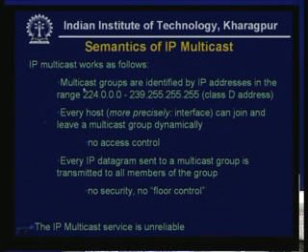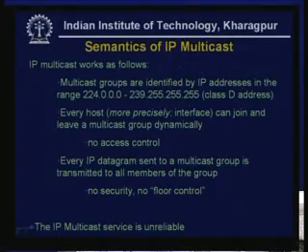This works as follows: multicast groups are identified by IP addresses in the range 224.0.0.0 to 239.255.255.255. These are the class D addresses. Every host, or more precisely every network interface card, can join or leave a multicast group dynamically. There is, at present, no access control. So, if there is a multicast group which requires access control, then this has to be implemented in the application layer. As the protocol stands today, this has not been included.